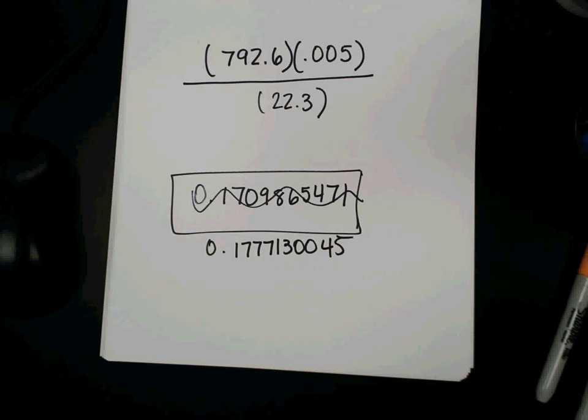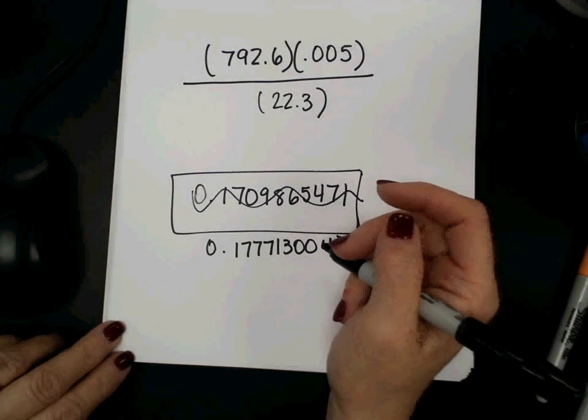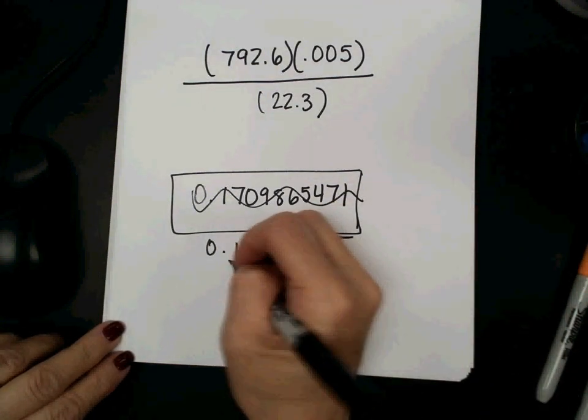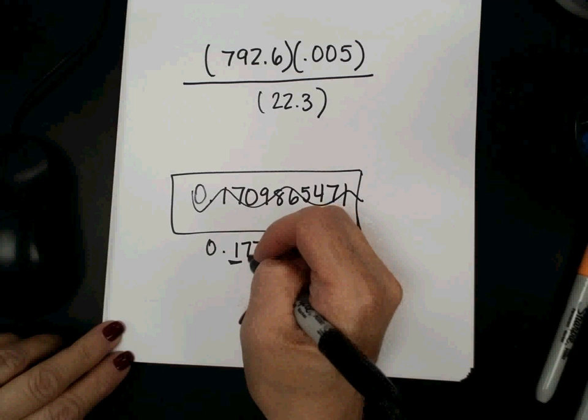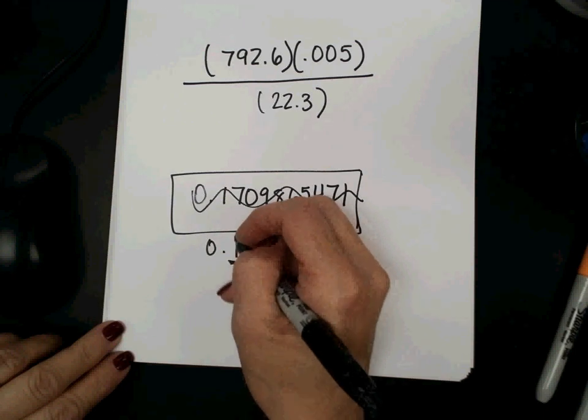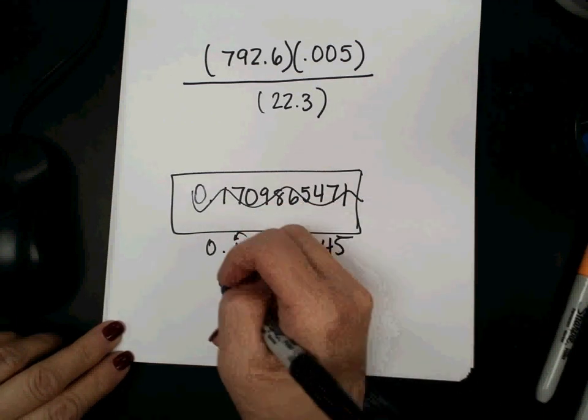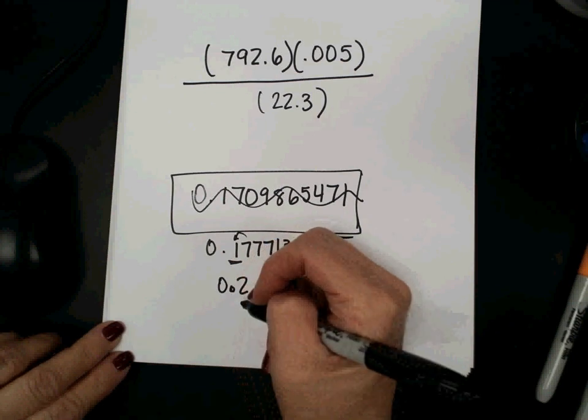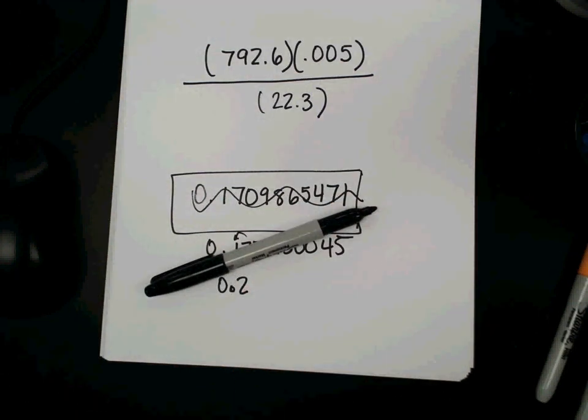So, where do I have to end this thing? What placeholder? The tens place. Good. So, here's my tens place. Let's look at what's behind it. I have a 7. What does that do to my 1? Rounds it up, so I have 0.2.